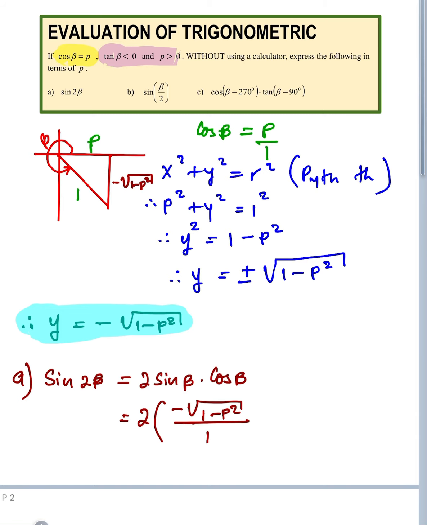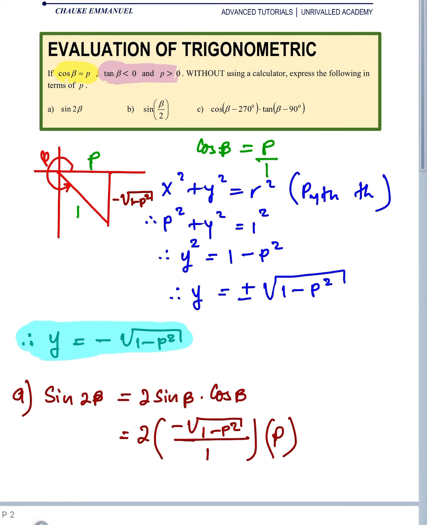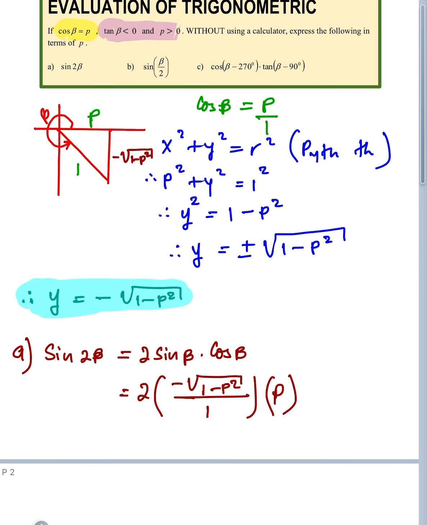which is 1, multiplied by cos of beta. In terms of trig ratios, cos is the adjacent over the hypotenuse, which in fact was p. Cos beta was given as p from the statement itself. So this simplifies to minus 2p multiplied by the square root of 1 minus p squared. So this is the value, expressed in terms of p, of sine of 2 beta.